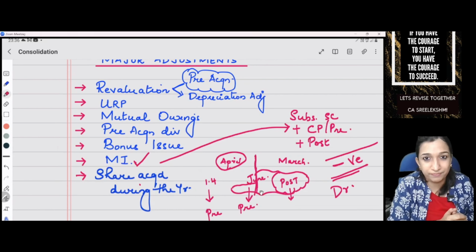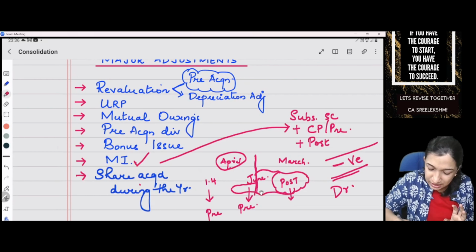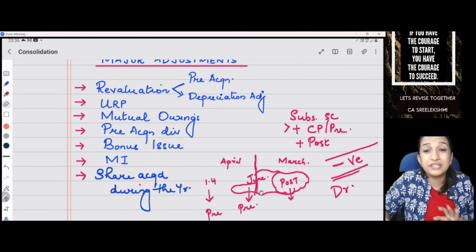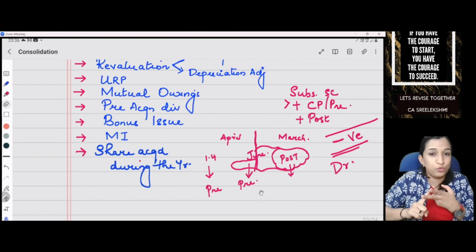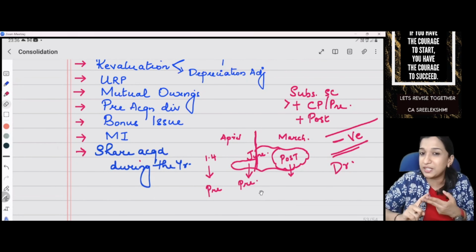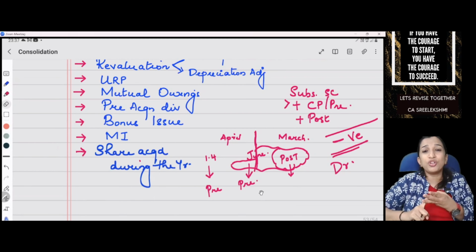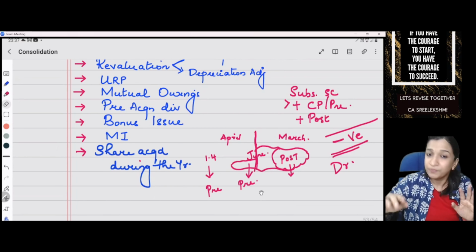Okay, so far what we have discussed: what is the adjustment of revaluation? Revaluation is always pre-acquisition and depreciation is always post. Unrealized profit can be upstream or downstream. If unrealized profit is upstream, the subsidiary's profits should be reduced. If downstream, the holding company's profits should be reduced. And from the balance sheet, stock has to be reduced. For mutual owings, the adjustment is in the balance sheet, reduced from the liability and the asset.